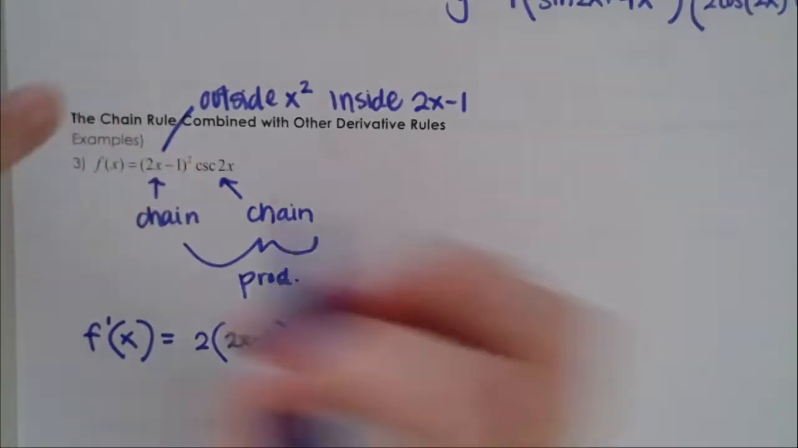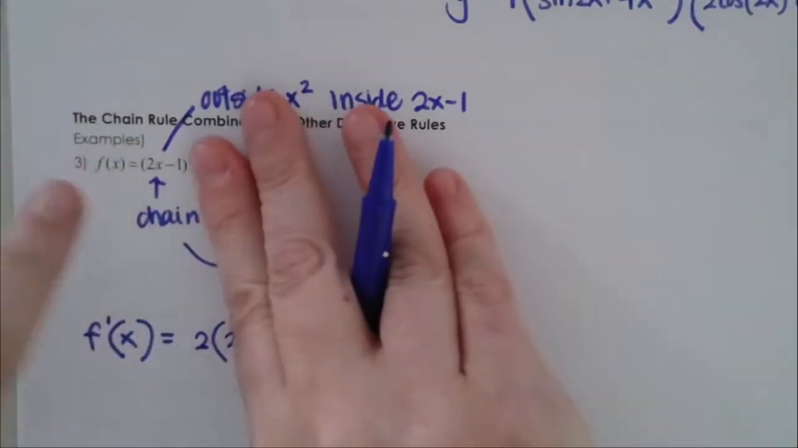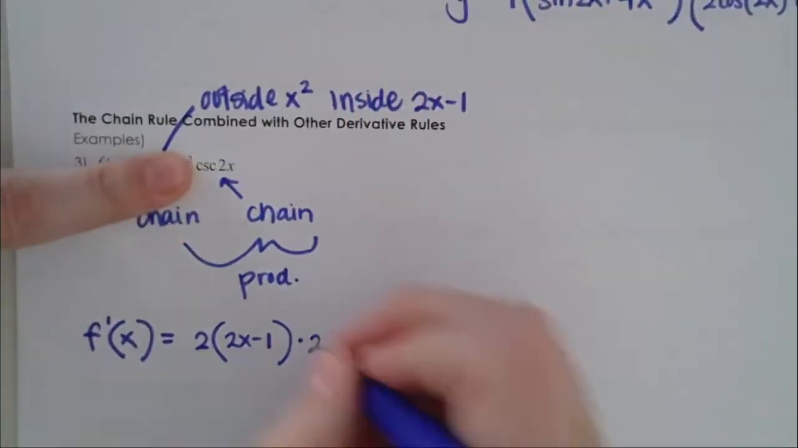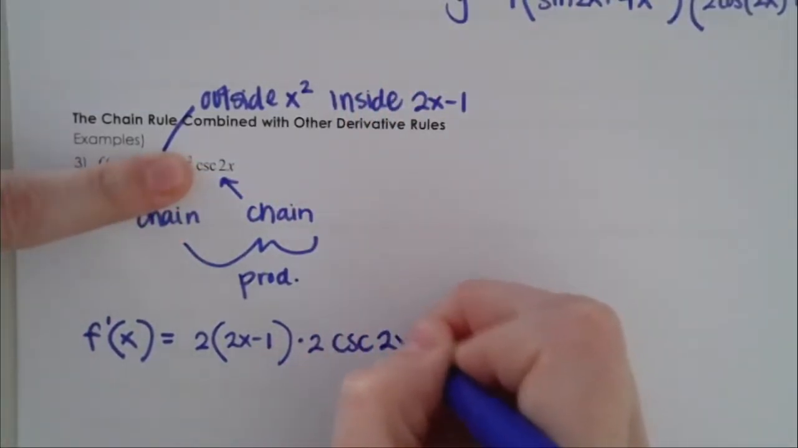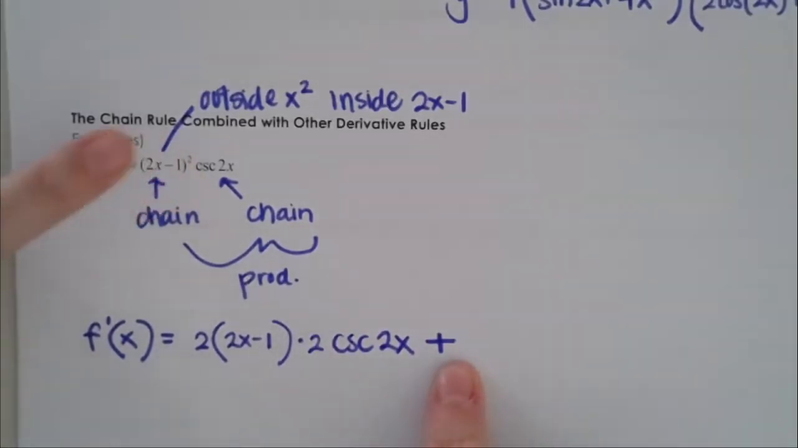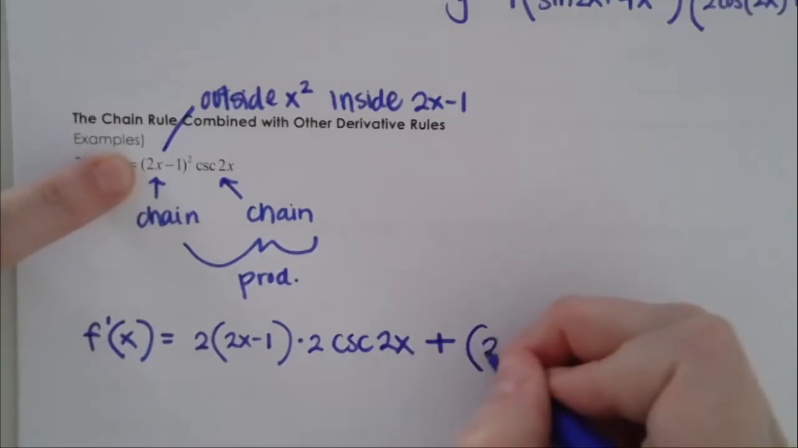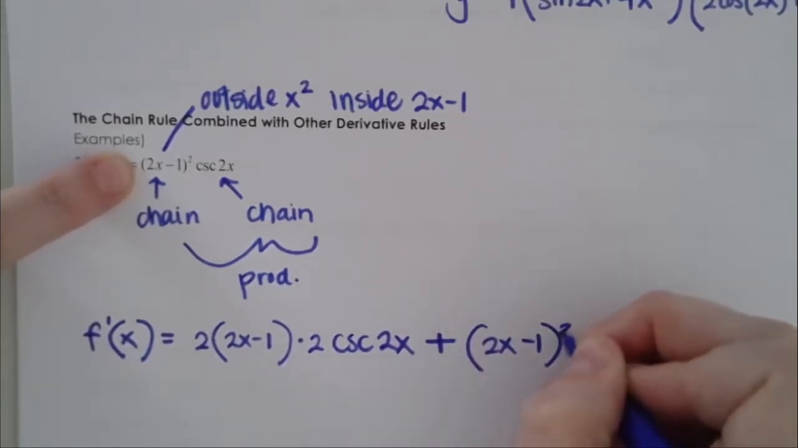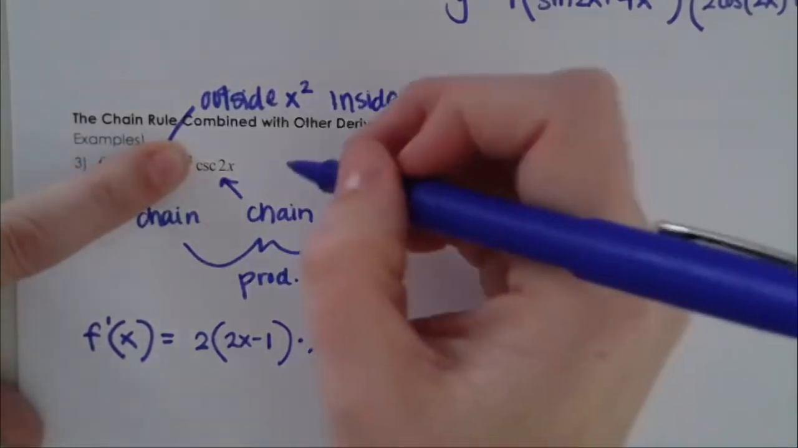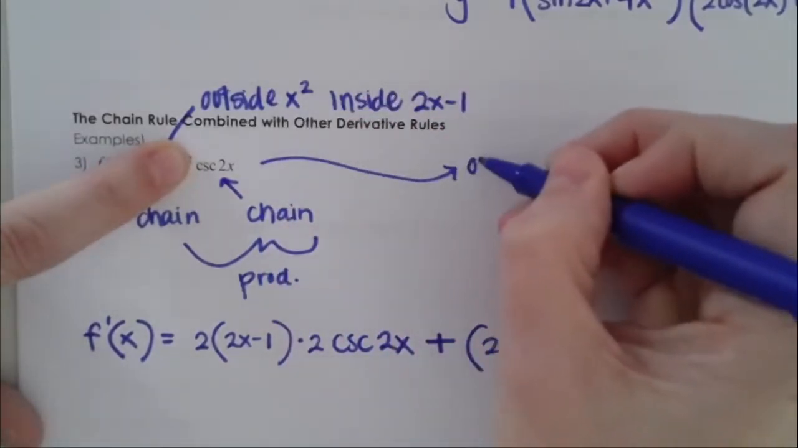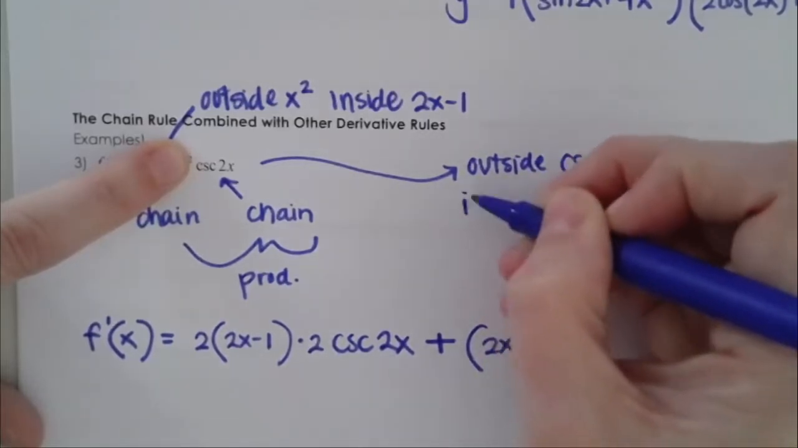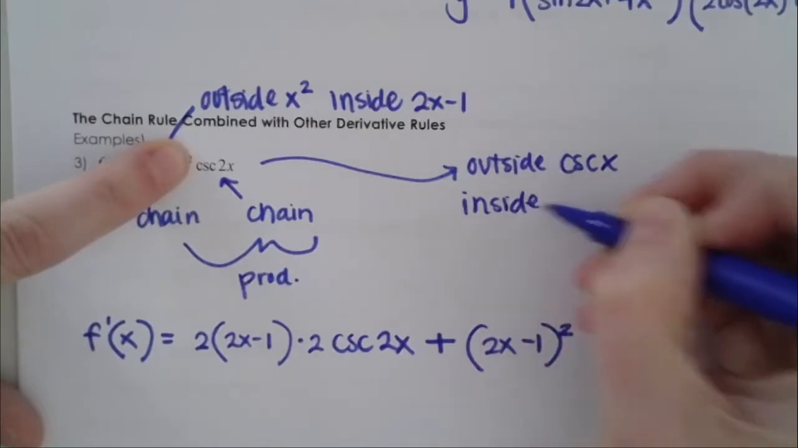This is product rule. So this is our first function. We just took the derivative of that with chain rule. Leave the second part alone. So cosecant 2x. Plus, that's the product rule part, leave the first one alone, 2x minus 1 squared. Now we're going to take the derivative of this cosecant 2x. So your outside on this is the cosecant x. The inside of this is the 2x.